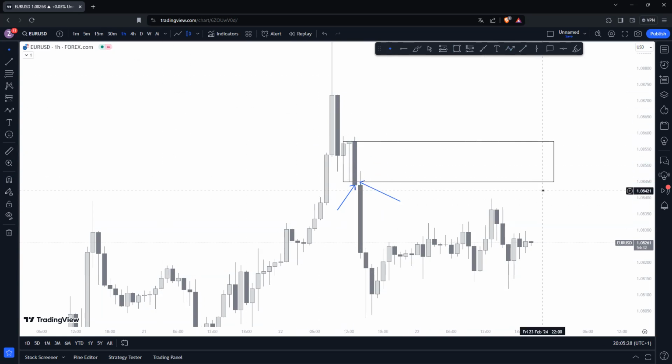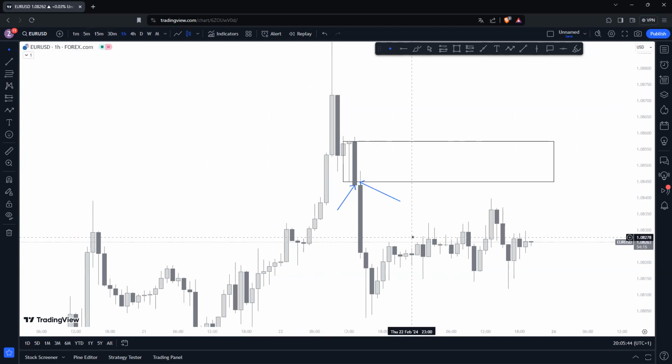Now, the engulfs that we're going to be using with EU are only on M15 and M5. You're not going to use them on H1. You're not going to use them on M30. You're not going to use it on M1. You're not going to use any of that, okay? Only M15 and M5, okay?